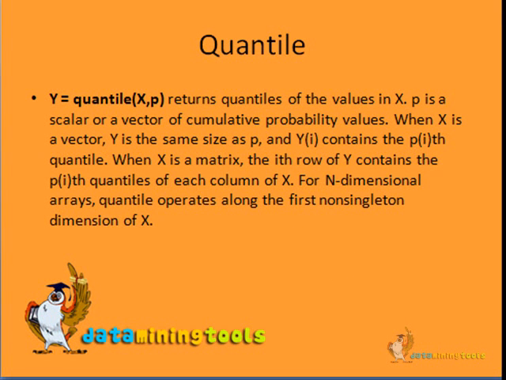Okay, now here is the MATLAB function which we will use to calculate quantiles. It is quantile. So y equals quantile(x, p) would return the quantiles of the values in x. p is a scalar or a vector of cumulative probability values. When x is a vector, y is the same size as p, and yi contains the pith quantile. When x is a matrix, the ith row of y contains the ith quantiles of each column of x. For n-dimensional arrays, quantile operates along the first non-singleton dimension of x.